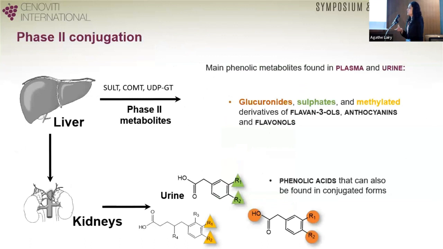So the fraction that isn't absorbed gets into the circulation. You can see that in the liver, we will get glucuronide, sulfate and methylated forms of flavanthriols, anthocyanins, and flavanols. These are the types of metabolites that we can detect in plasma and urine samples. Obviously, in terms of urine, we will also get phenolic compounds that can be found conjugated in different positions with the same type of groups that I have already referred.